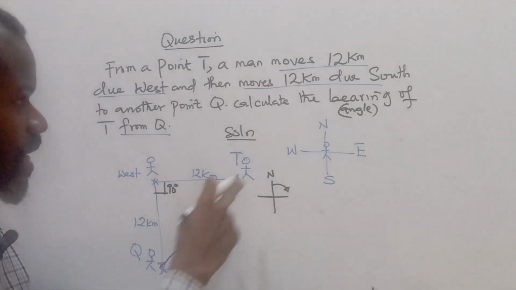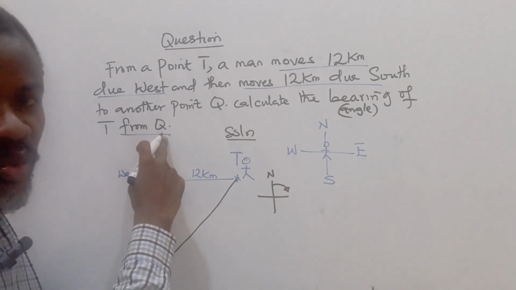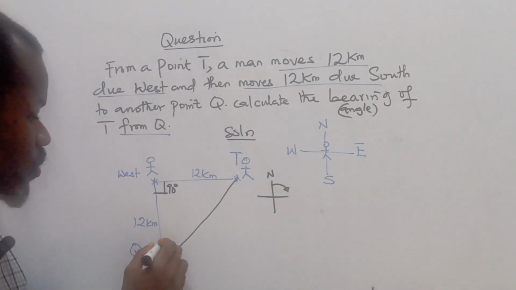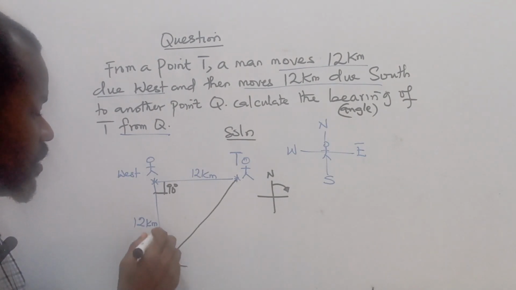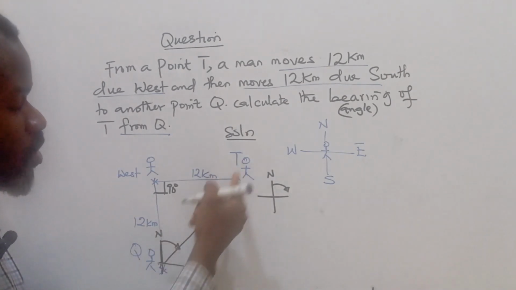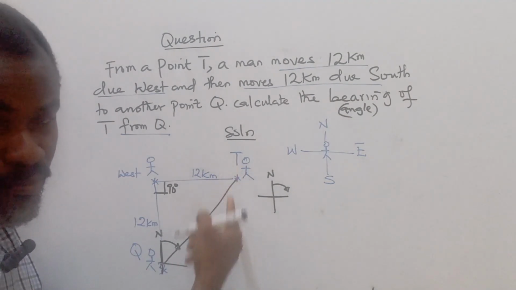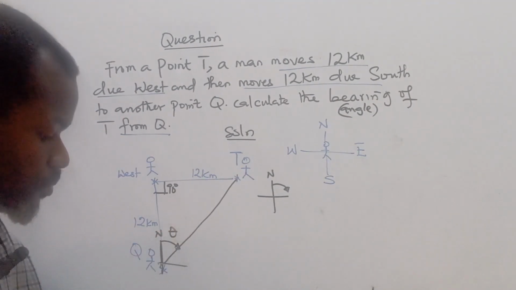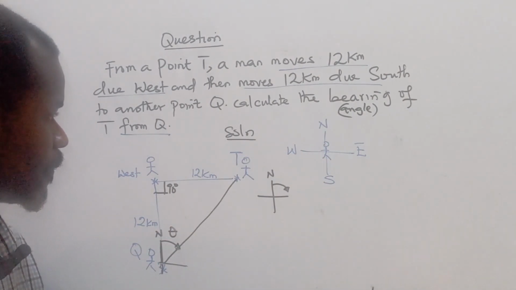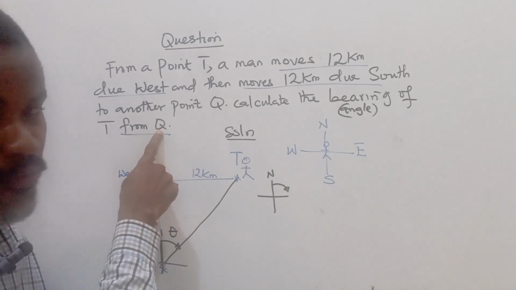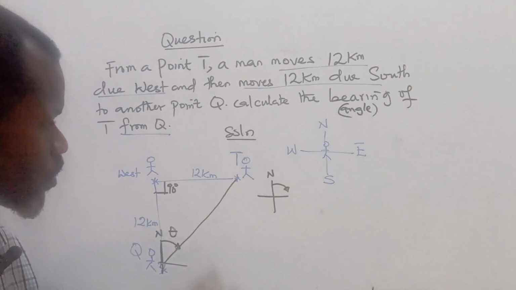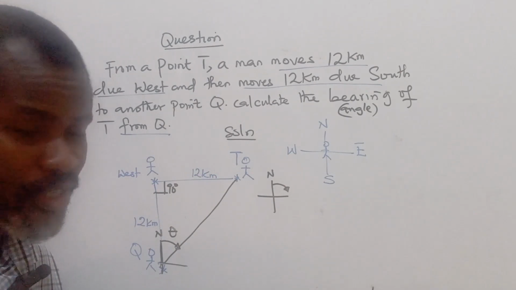So when we say calculate the bearing of T from Q, we want to deal with Q. This is Q, so we have the north of Q. The angle that connects the point between Q and T becomes the bearing. Let's call it theta. You always look for the north of the place they're asking you from, and you rotate clockwise from that direction. From this, we can see that we've gotten a right angle triangle.